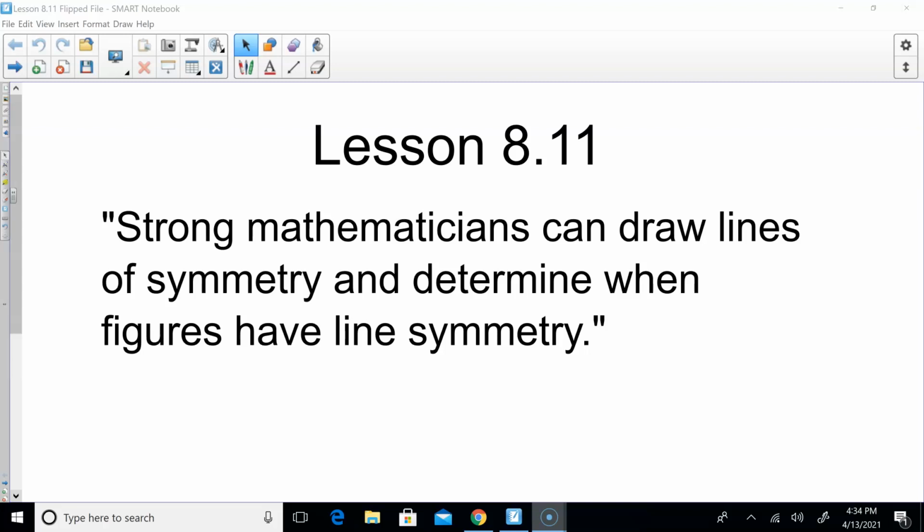Welcome class to lesson 8-11. Today, strong mathematicians can draw lines of symmetry and determine when figures have line symmetry. Take out your notebook, your pencil, write down today's date, the name of the lesson, and we're going to jump right in.